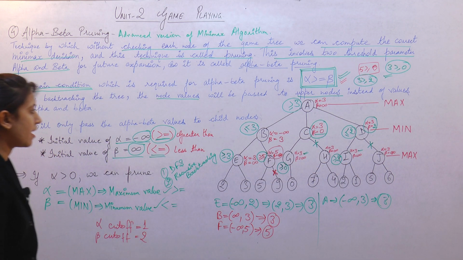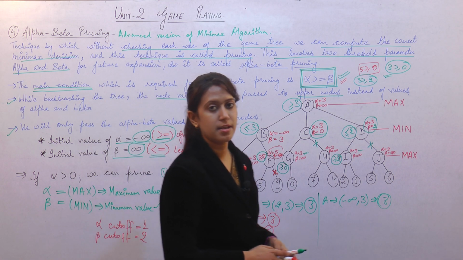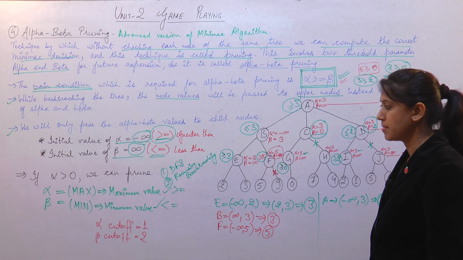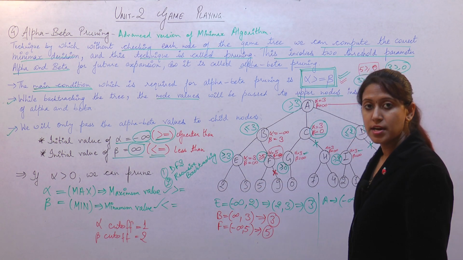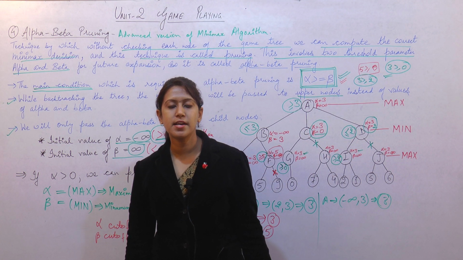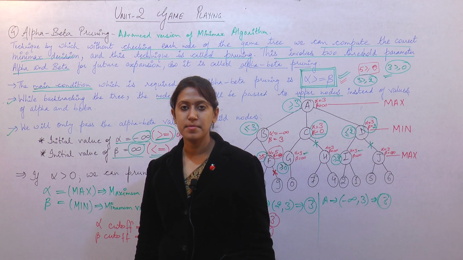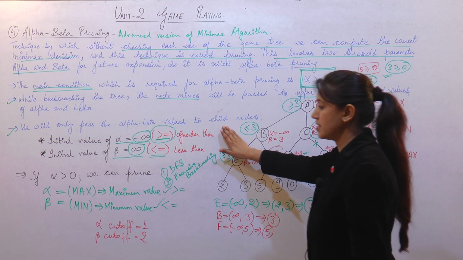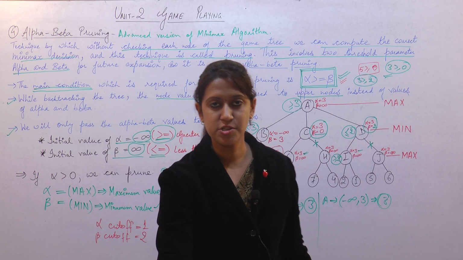So in this way the alpha beta pruning technique can be solved. It is the modified or advanced version of the Minimax algorithm. Using this algorithm we can prune not only nodes of the game tree but also entire subtrees of the game tree, and it will reduce the number of comparisons and give us the correct or optimal solution at the end.